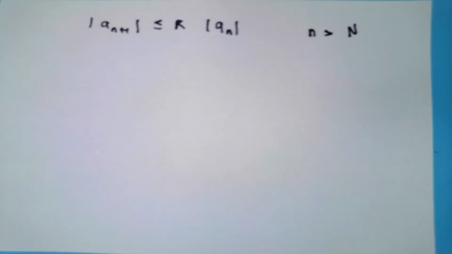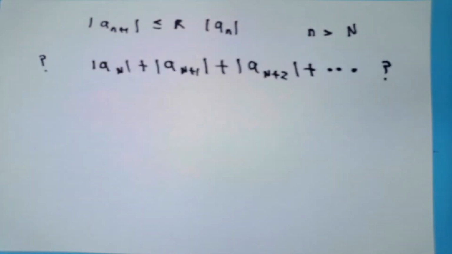I'm going to form yet another series. I'm going to start adding up the absolute value of a sub n numbers, starting not at 1 for the index, but at capital N. Each one of the terms that I'm adding up is less than or equal to R times the preceding term.